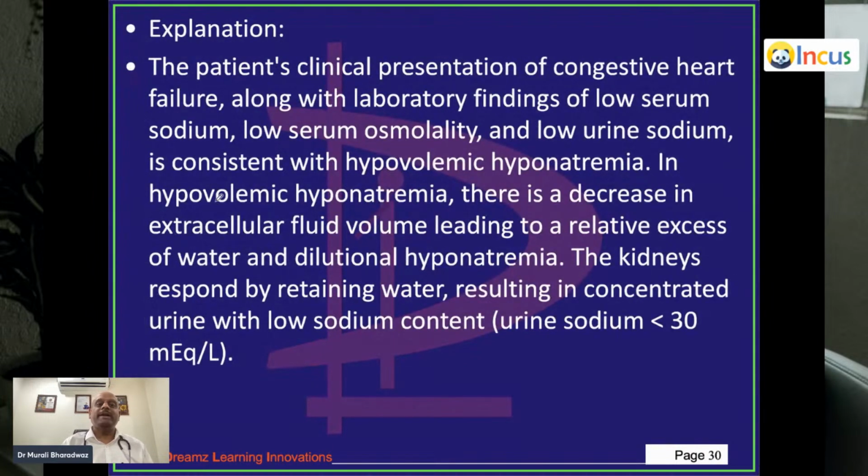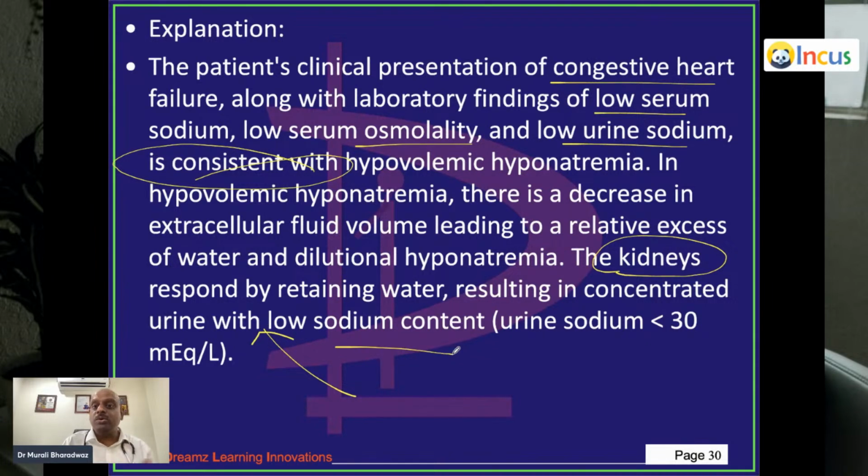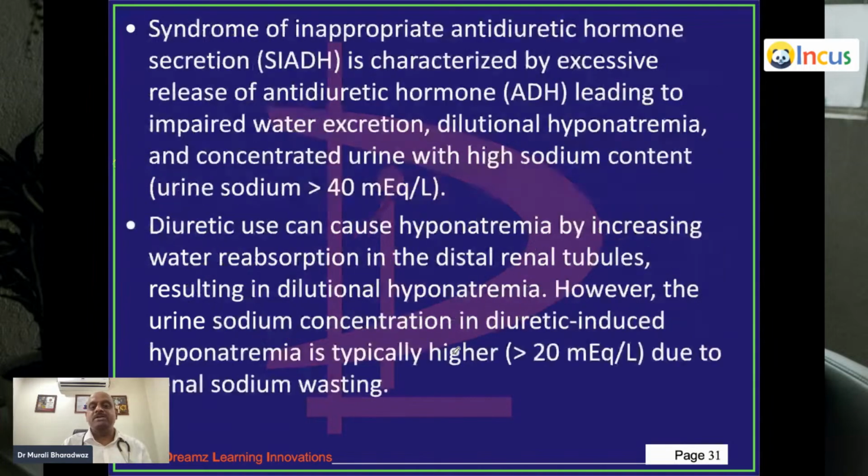Hypovolemic hyponatremia. Because of congestive heart failure, low serum sodium, low serum osmolarity, low urinary sodium, they're all consistent with hypovolemic hyponatremia, is what you need to remember. So in this case, the kidneys are trying to retain water. It is causing a concentrated urine with low sodium content, that is urine sodium less than 30 milliequivalents per liter.